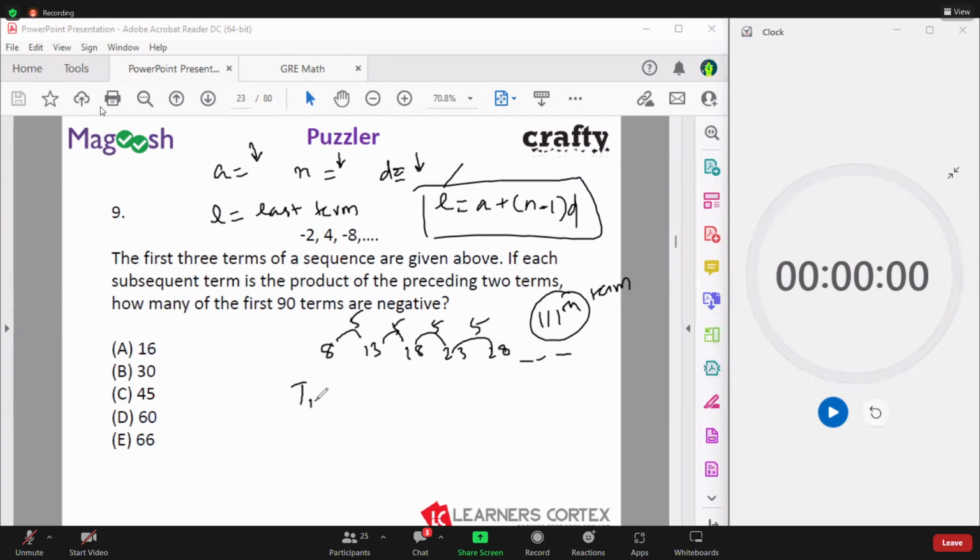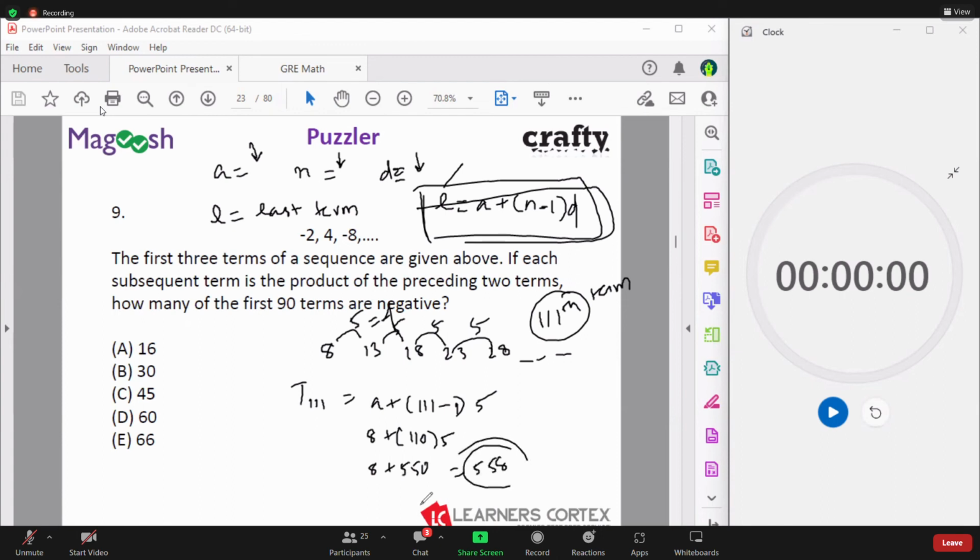Now, to take out the 111th term, you basically have to use this formula, which is A plus 111 minus 1 times D. Now D is your common difference, which is 5, so 5 here. Now A was 8. This would be 110 times 5, which will be 8 plus 550, or 558. Okay.